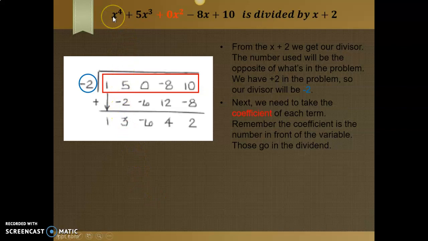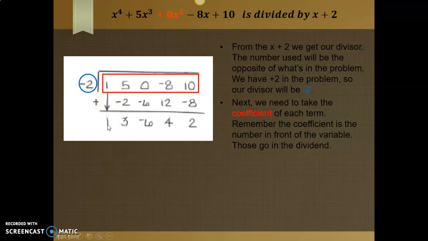So x to the 4th doesn't have a number, so it's understood to be 1. So we have 1, 5 comes from here, then 0 comes from the term that we added for our x squared, negative 8 comes from here, and then we have 10. To start the process, we bring the 1 or the first number straight down.